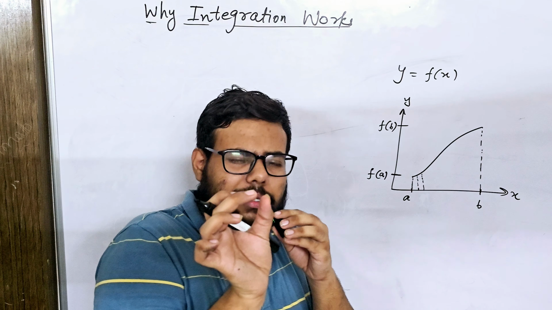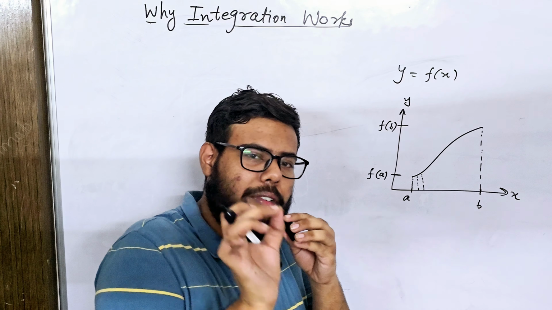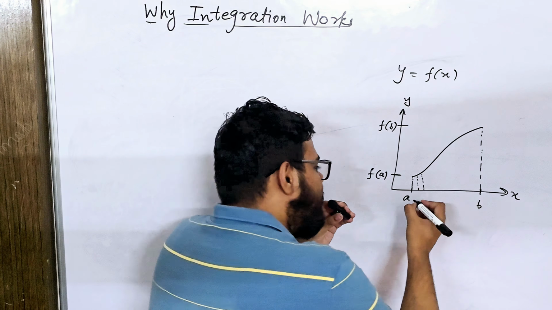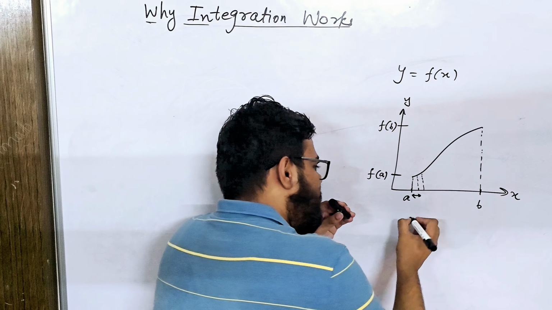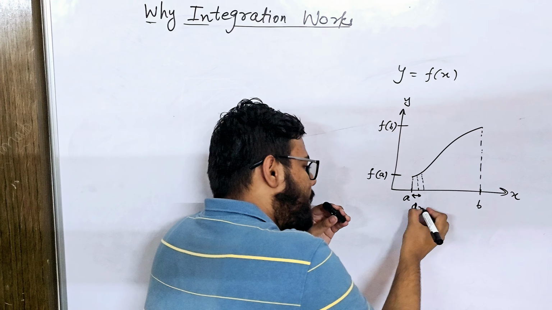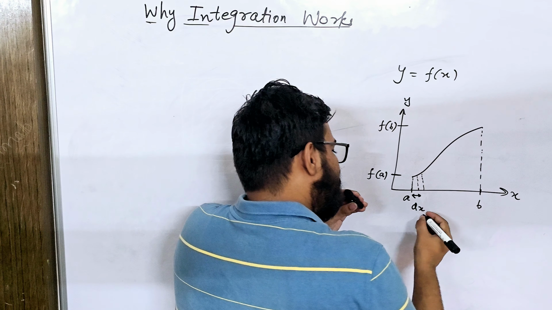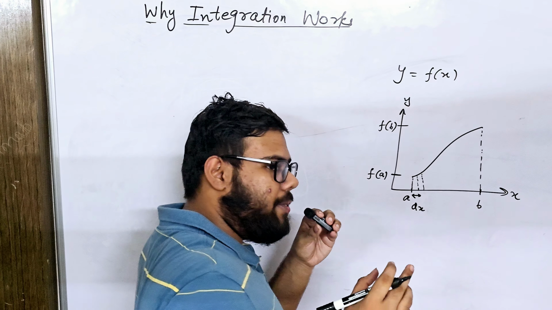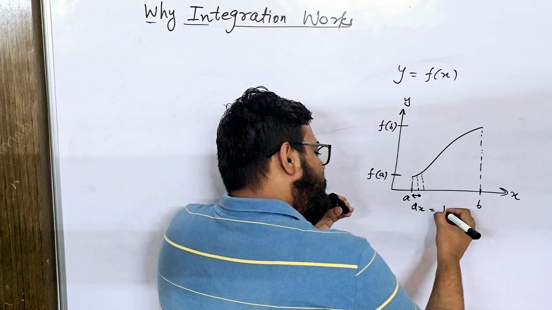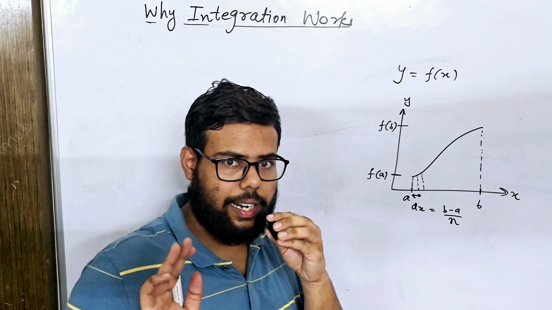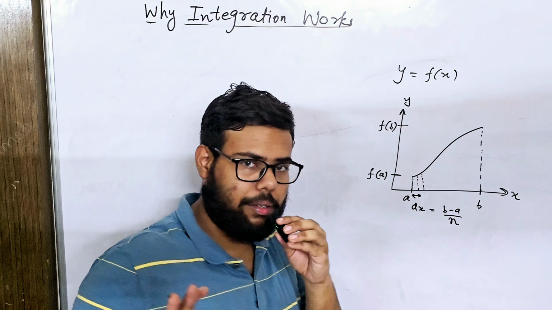Of course the width of each rectangle is very small. It is infinitesimally small, right? So let's assume that this width is dx. What is the value of dx in this case? Well, it is equal to b minus a divided by the number of rectangular blocks you are drawing, right? This is the value.